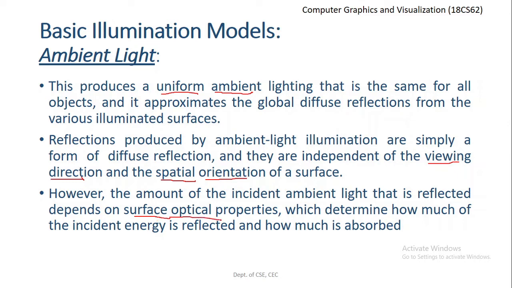Remember, it's a uniform light that is the same for all the objects, and it approximates global diffuse reflections from various illuminated surfaces. Reflections caused by this ambient light are independent of the viewing direction as well as the spatial orientation of a given surface, but the amount of incident ambient light that is reflected depends upon the surface optical properties, which means the surface may be very highly reflective, such as a mirrored surface, or it may be a very rough surface. So surface optical properties determine how much of the incident energy is reflected and how much is absorbed.